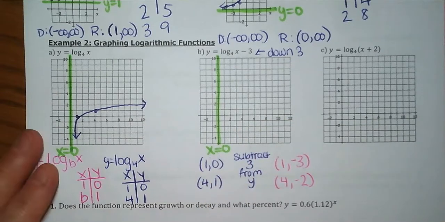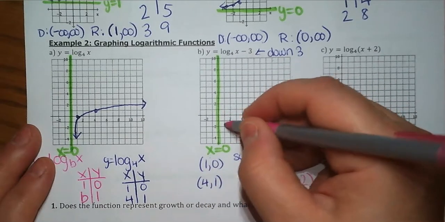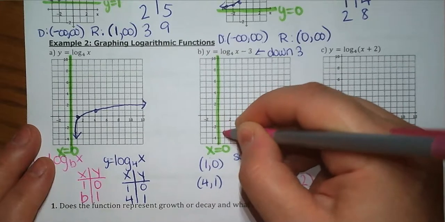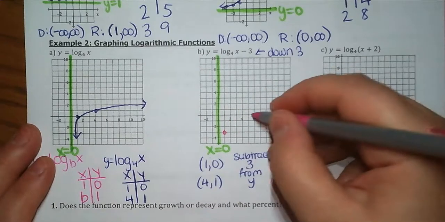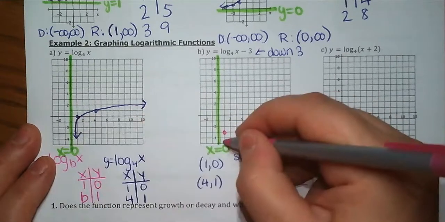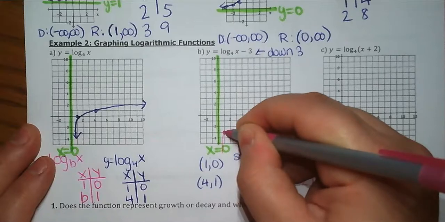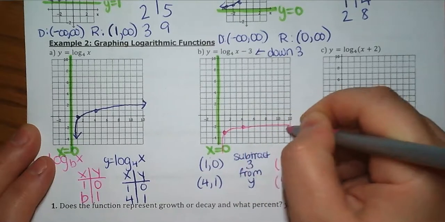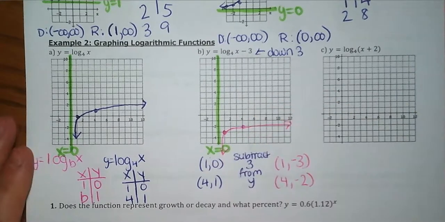So when I put this on the graph, 1, -3, and then 4, -2 would be about right here. Same shape as this. We're just going to go and shift it down 3 units. So I'm looking for that for your general shape.